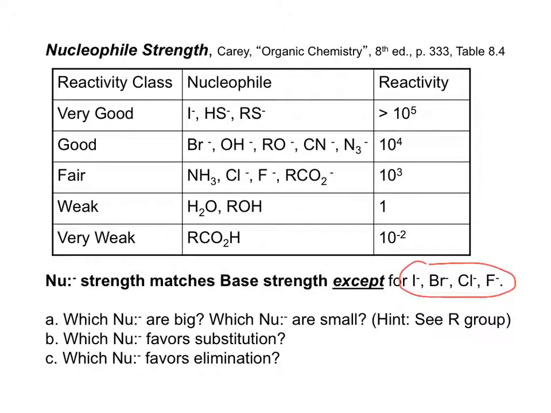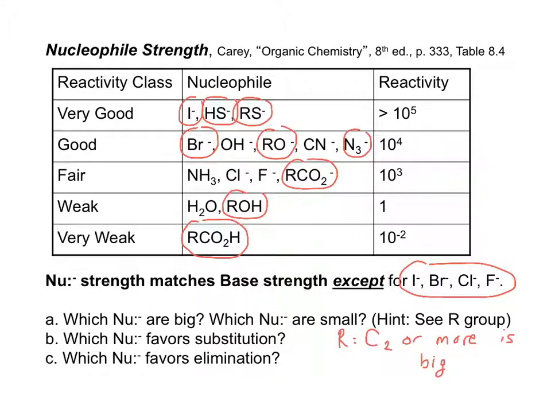The size of the nucleophile also determines whether the substitution product or elimination product forms. So stop the video and answer question A. So here are the large nucleophiles. If the R group has 2 carbons or more, consider that large.